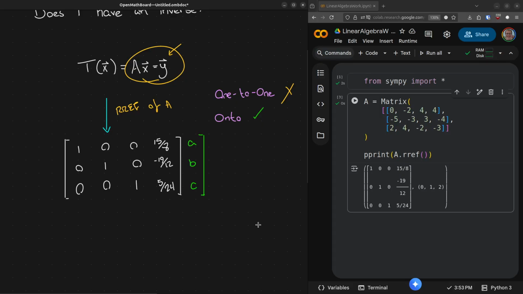Okay, but because it's not one-to-one, even though it's onto, T does not have an inverse. It is not invertible.